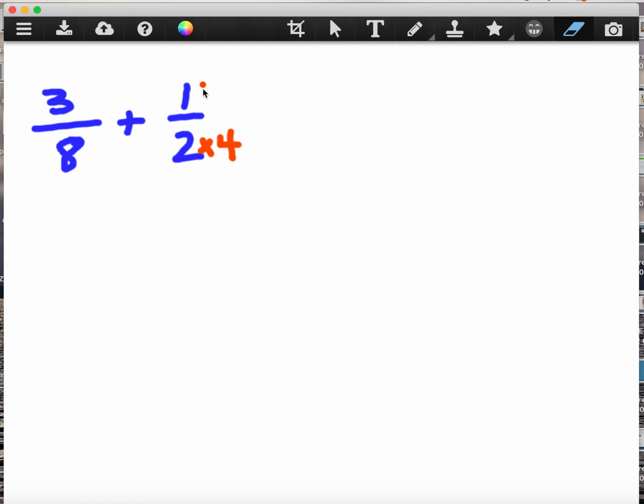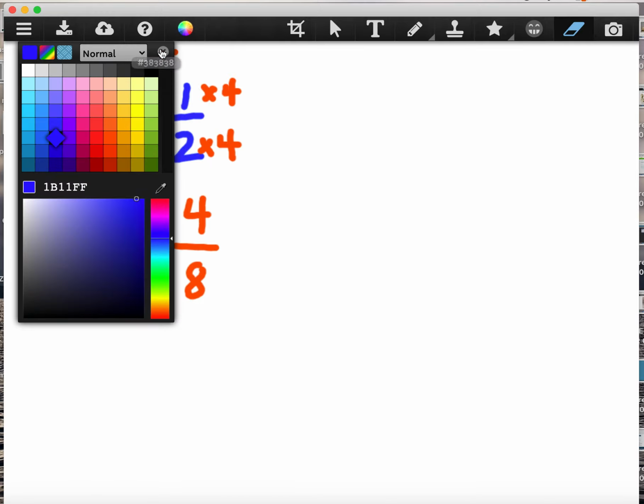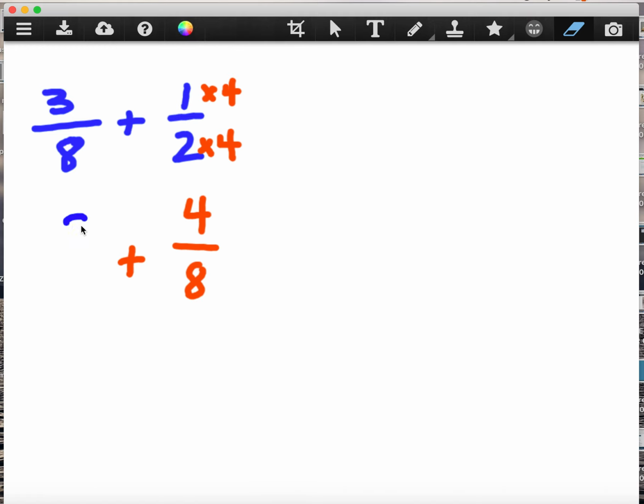But remember, I'm making an equivalent fraction. So whatever I do to the bottom, I've got to do to the top. So now I have a new fraction, 4 over 8. And I can keep this one the same as it was, right? I don't have to do any changes there because it already has an 8 as a denominator.